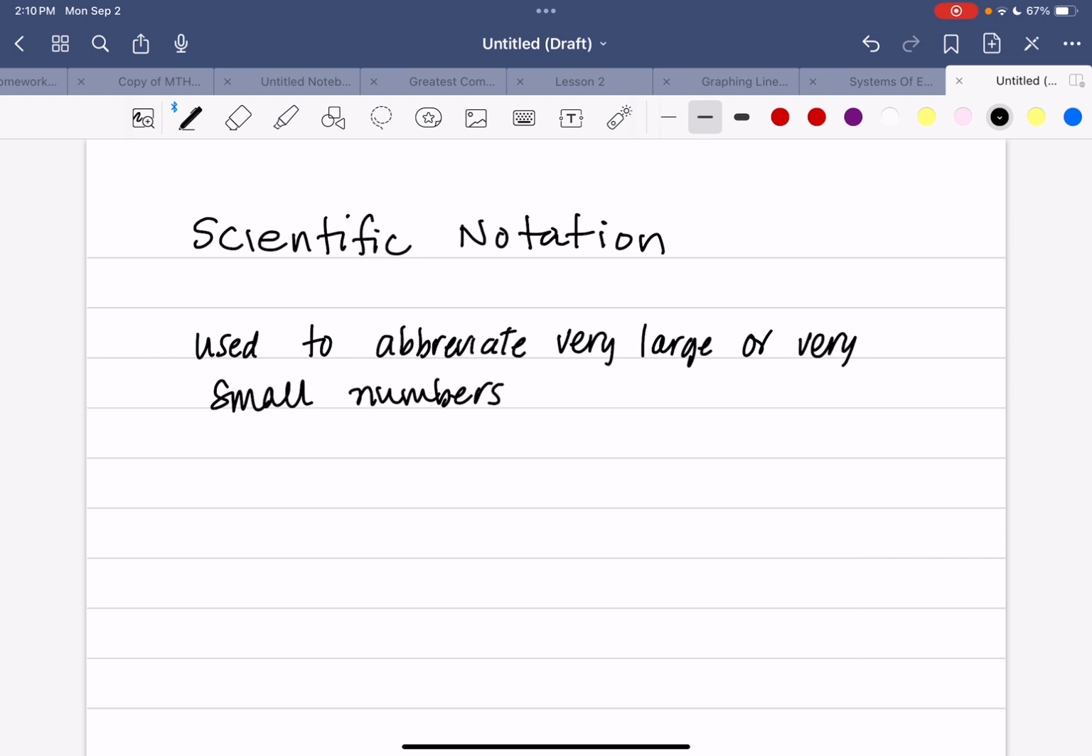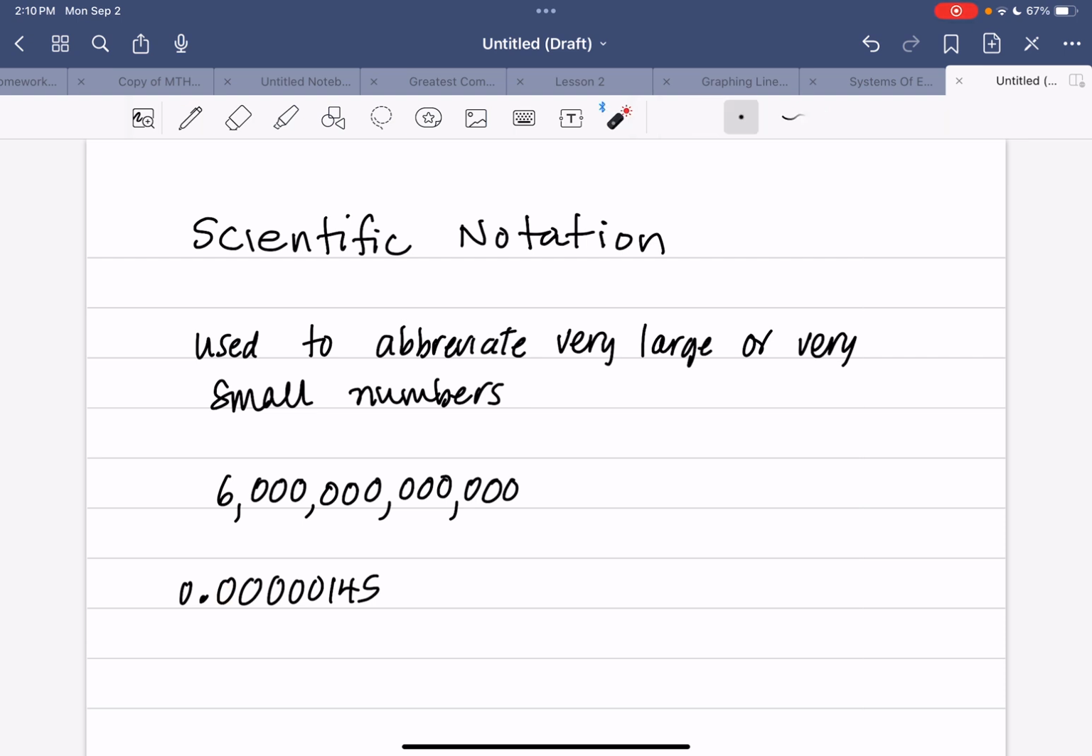So a very big number might be something like 6 trillion. And a very small number might be something like, let's see, that's tenths. Let me count these. Let's see, that's tenths, hundredths, thousandths, 10,000ths, 100,000ths, millionths, 10 millionths, 100 millionths, 145 100 millionths. So 145 out of 100 million.